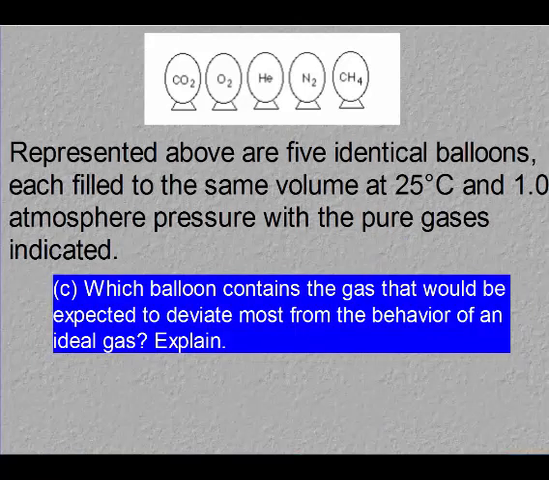Go ahead and pause the video and solve C, restart when you have an answer. We want the gas that deviates the most. Because they're all at the same conditions, we have to look at the gases themselves. Because we want the one that's going to deviate the most, we want the one that has the largest size or the largest IMFs. In other words, it's polar.